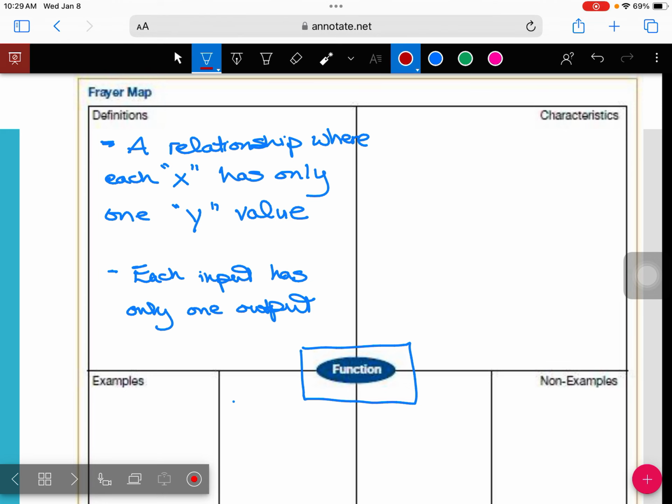Characteristics. When it comes to graphing, there are certain characteristics.